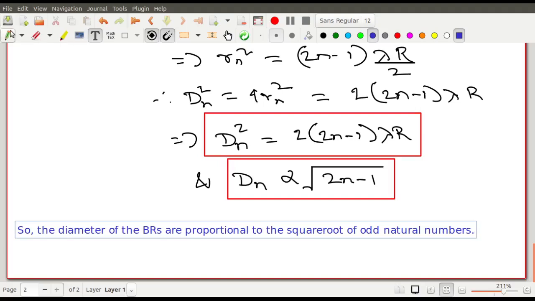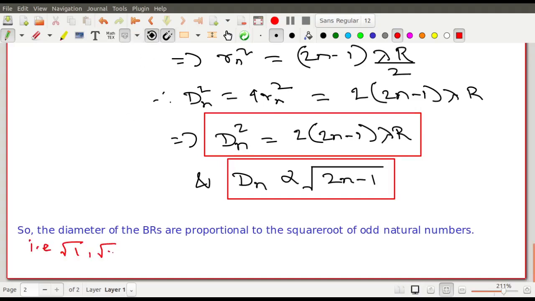Why do I call them odd natural numbers? Because I put n equals to 1, right? If I put n equals to 1, then it comes out to be root over 1. If I put n equals to 2, it comes out to be root over 3, right? Proportional to odd, that means root over 1, root over 3, root over 5. If I put 3, so 6 minus 1 is 5, and so on. So the diameter of the bright rings are proportional to the square root of odd natural numbers.